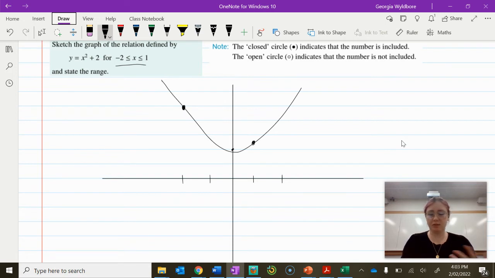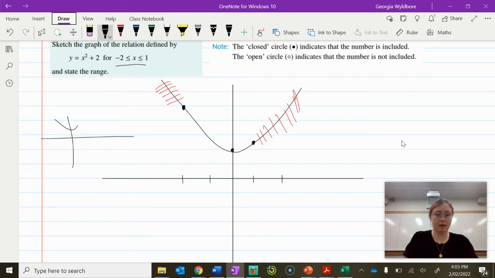This is just a sketch. You probably want to do this a little bit neater in your book. Basically, it'll erase the whole line if I try to, but we're going to imagine that bit doesn't exist and that bit doesn't exist. So really, we would just have a graph that looks like that, with our 2 dots, okay? Because we've specified the particular domain for that equation.